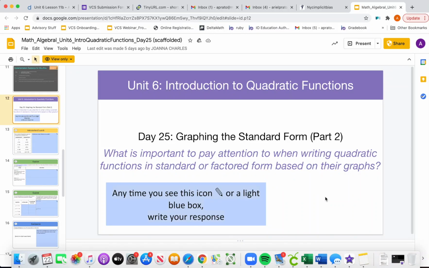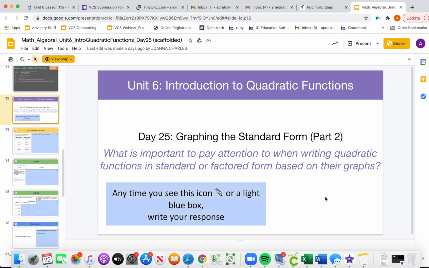Everyone, welcome. Today I'm going to talk to you about Unit 6, Introduction to Quadratic Functions, Day 25, Graphing the Standard Form, Part 2. The question we're going to ask ourselves while thinking about and working on this lesson is what is important to pay attention to when writing quadratic functions in standard or factored form based on their graphs.